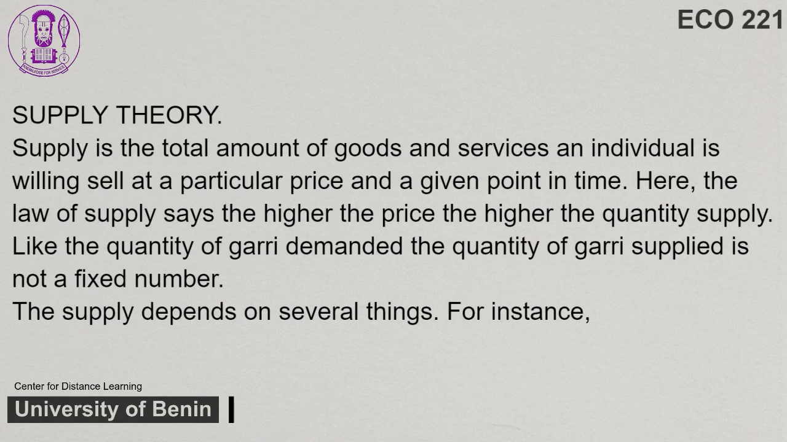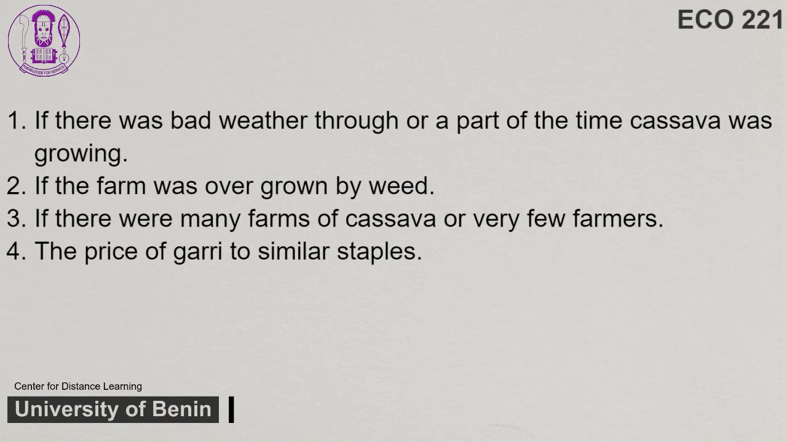For instance, 1. If there was bad weather through all or a part of the time cassava was growing. 2. If the farm was overgrown by weed. 3. If there were many farms of cassava or very few farmers. 4. The price of gari to similar staples.